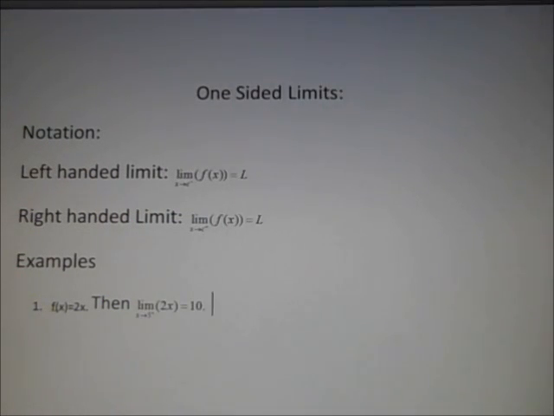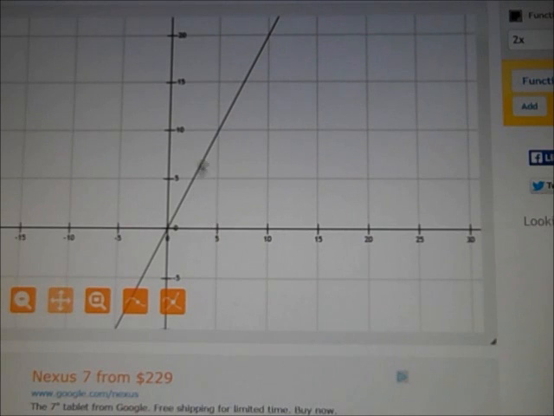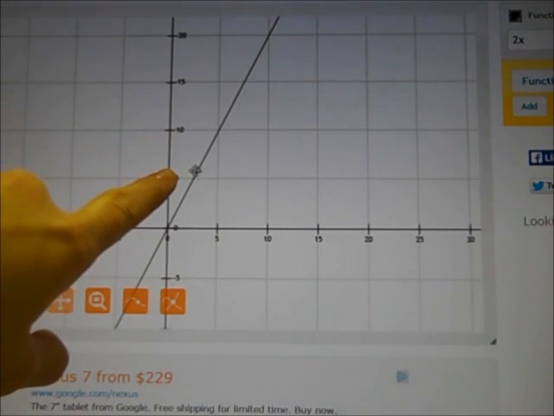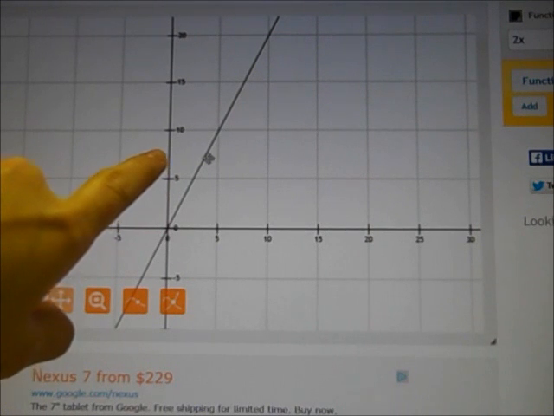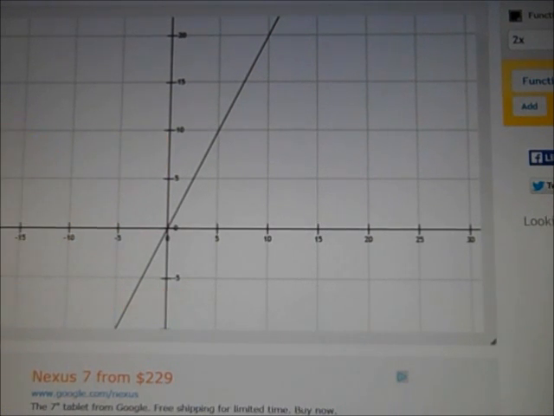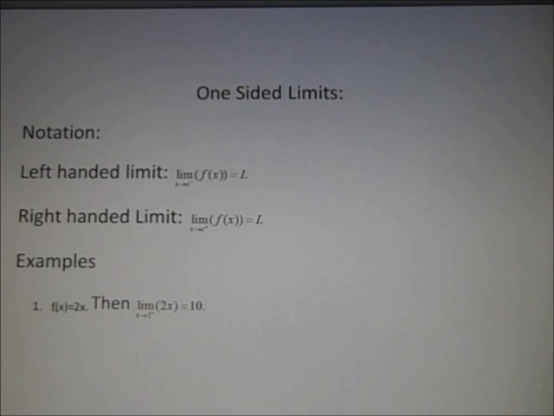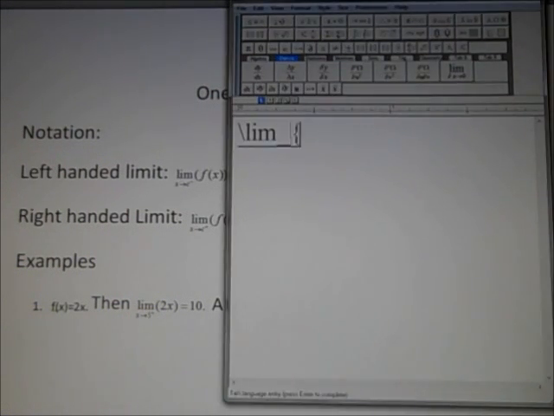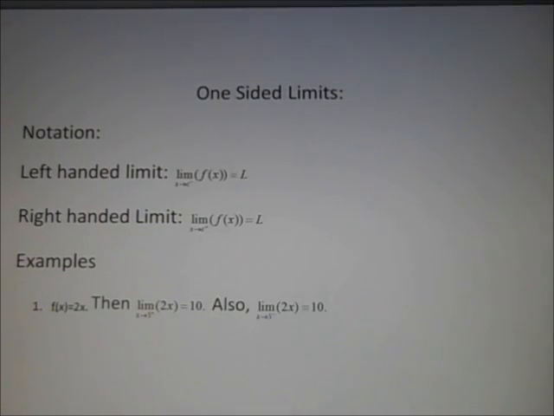Now what is it from the left? So let's go back. Here's 5, I'm approaching it from the left, so I'm going to start over here. What's happening to my y values? I'm moving and they increase to 10. So we would say that also the limit as x approaches 5 from the left, with a negative sign as the exponent, of my function 2x, is also 10. So that's our first example.